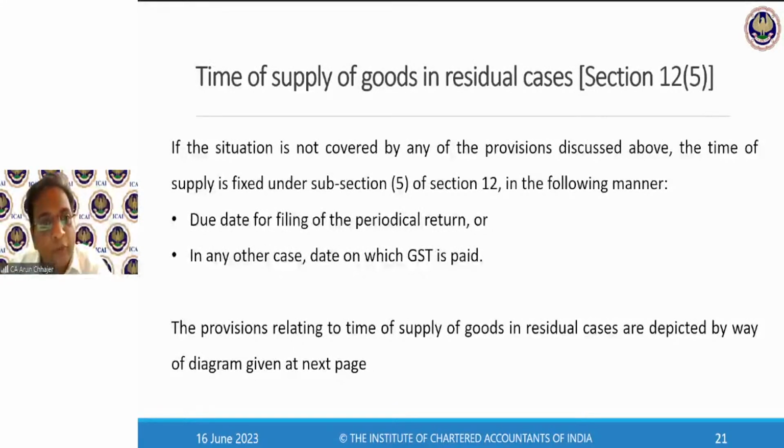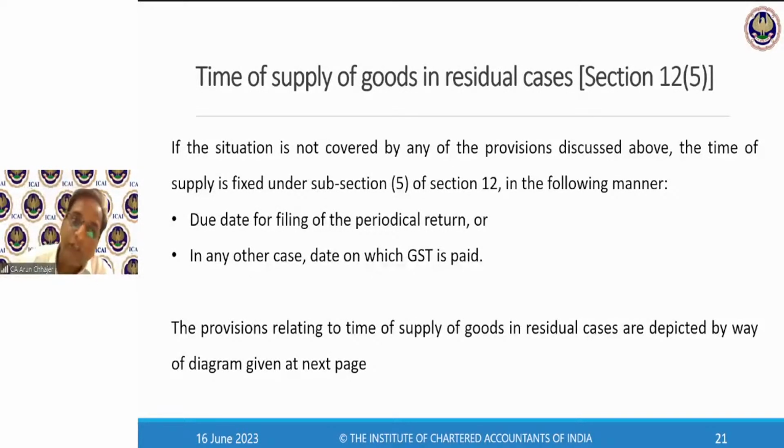In case of the composition dealer, there is no periodicity applicable. There is no periodicity applicable to file the return. It is only after the end of the year. Therefore, initially, the composite dealer was required to file the GSTR-4 on quarterly basis.